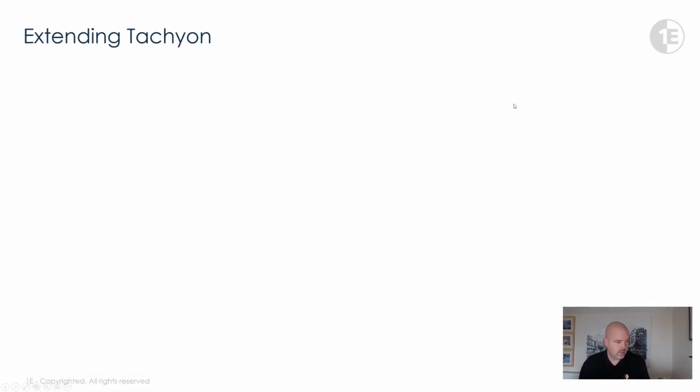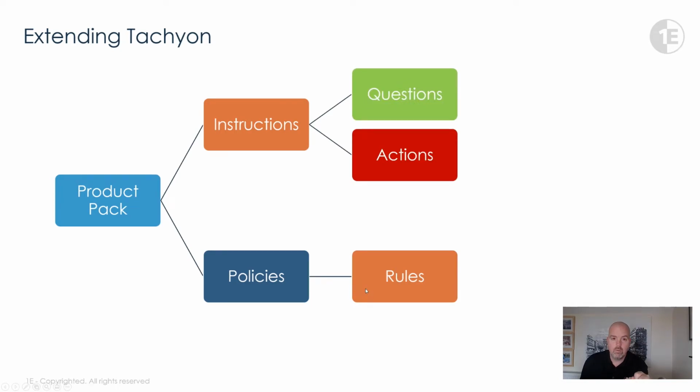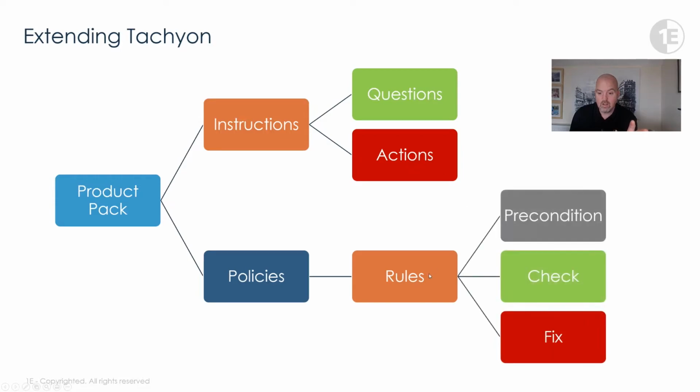We've spoken in recent weeks about extending Tachyon. This will be the last in that series. We know that we can create extensions to Tachyon using product packs which have instructions and policies. Policies contain rules, which can be of type either check or fix, and instructions are either of type question or action. Rules are built up of fragments, and whether it's a check or a fix is determined by whether you have a fix fragment in use or not. A check fragment only will mean it's a check type rule. Preconditions are optional. Checks and questions provide data, and actions and fixes typically provide remediations and automate things.